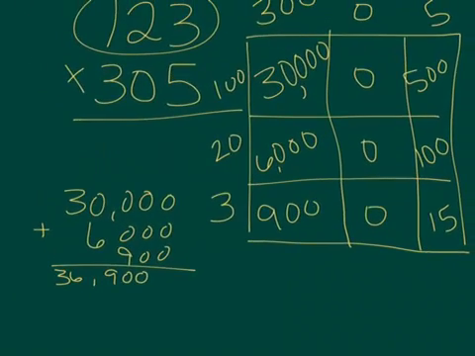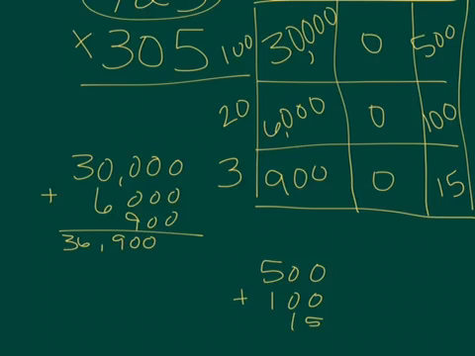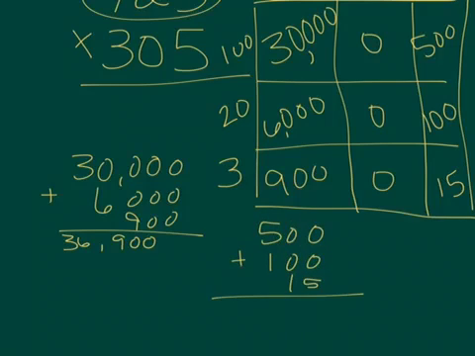I'm going to go ahead and look at the digits in my second column. This one, I know that 0 plus 0 is 0, so I'm not going to write that down. Moving along to my third column, 500, 100, 15. When I add up those numbers, 615. I'm going to take my two partial products, just like we did in the previous lesson, and add them together.